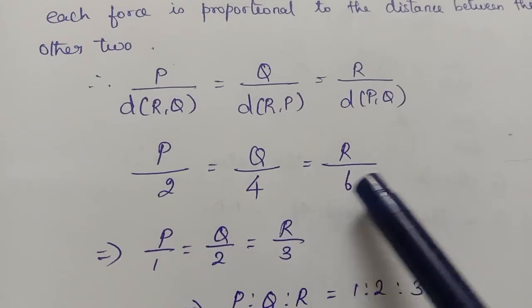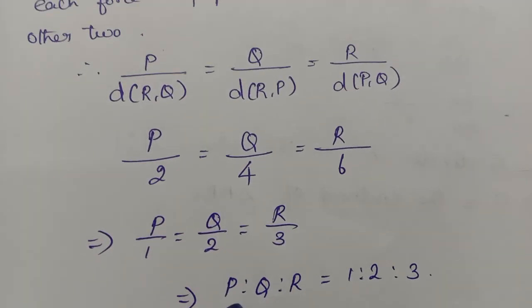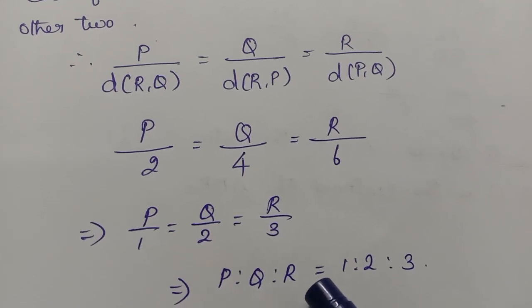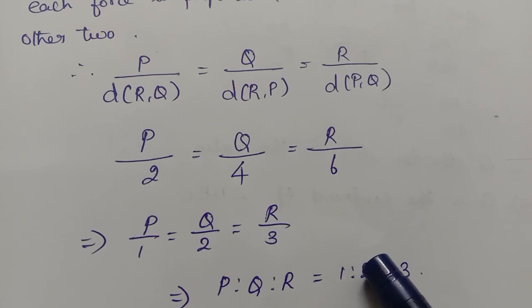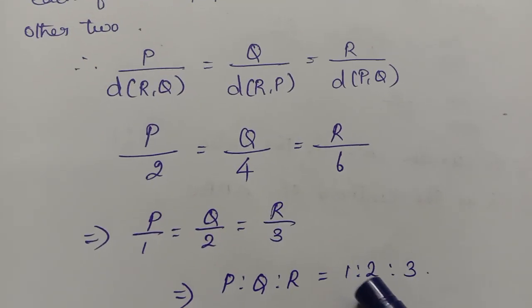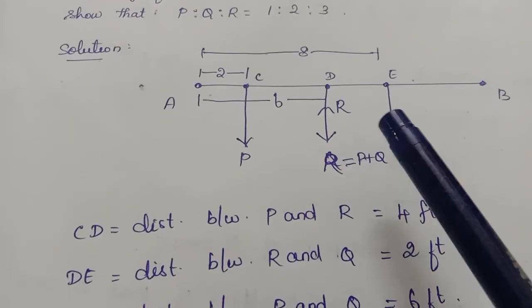So cancel 2 throughout. What do we get? P by 1 equals Q by 2 equals R by 3. That means P is to Q is to R is equal to 1 is to 2 is to 3. Okay, right? So the forces are in the ratio 1 is to 2 is to 3. This is what I have represented in the diagram.